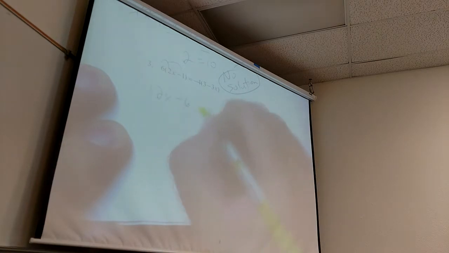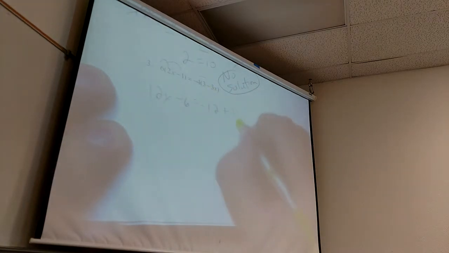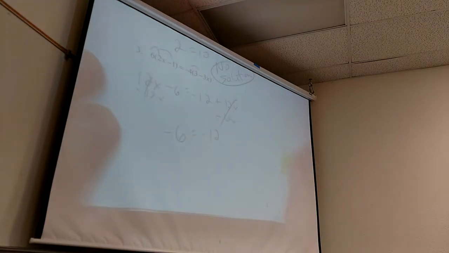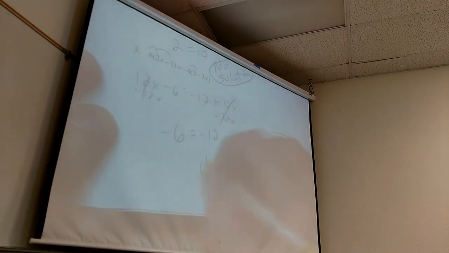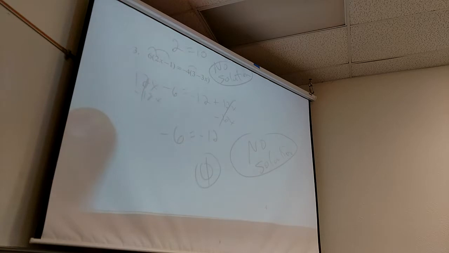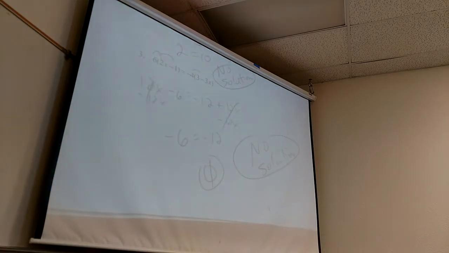This guy, real quick. 12x minus 6 equals negative 12 plus 12x. The 12x's cancel, right? So then the answer again is no solution. If you want to, you can put this symbol. If you want to put that symbol, that means the same thing. It means no answers. It's officially the empty set. So it's like, here's a bucket with all the answers. It's empty. There you go. Here's a bucket showing you all the answers. It's empty. Okay, there.